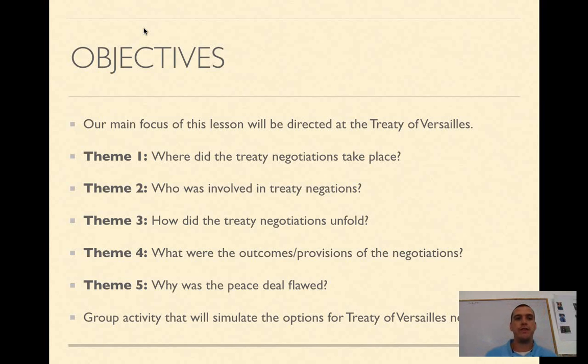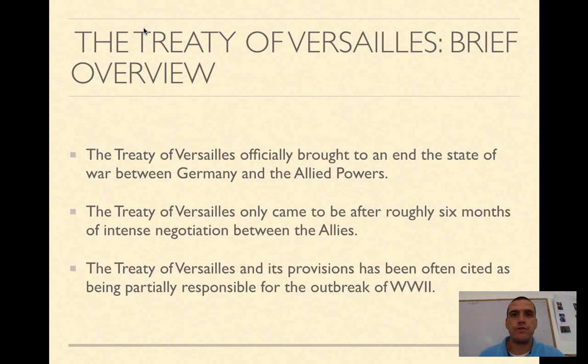So, anyways, we'll begin with just a brief overview. You already know this, but I want to give it to you again. Basically, what is the Treaty of Versailles? The Treaty of Versailles officially brought to an end the state of war between Germany and the Allied powers. If you remember the lesson on Section 3, fighting stopped through an armistice. An armistice just stops fighting. Armistices don't end wars. Treaties end wars.